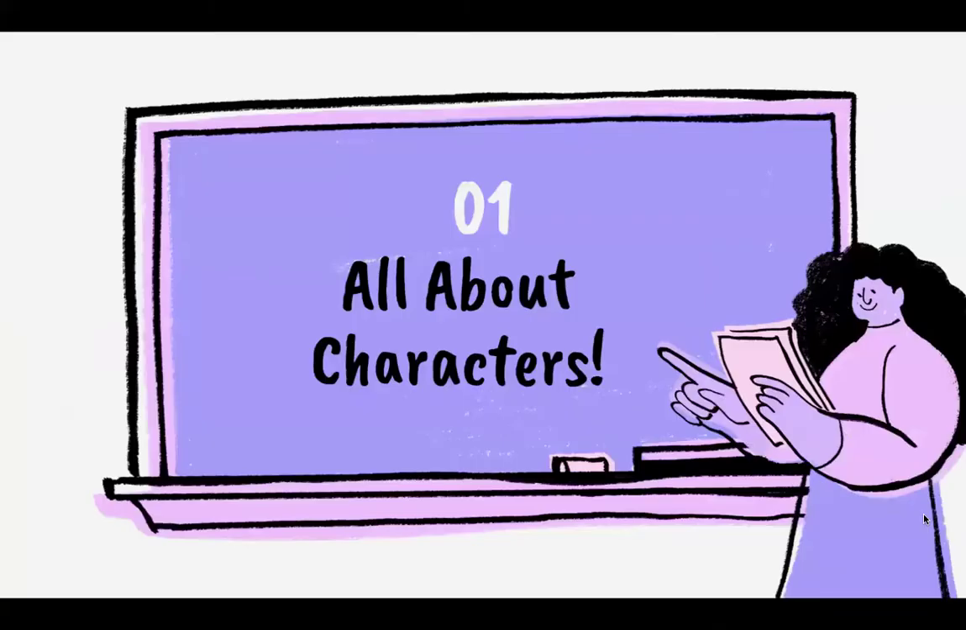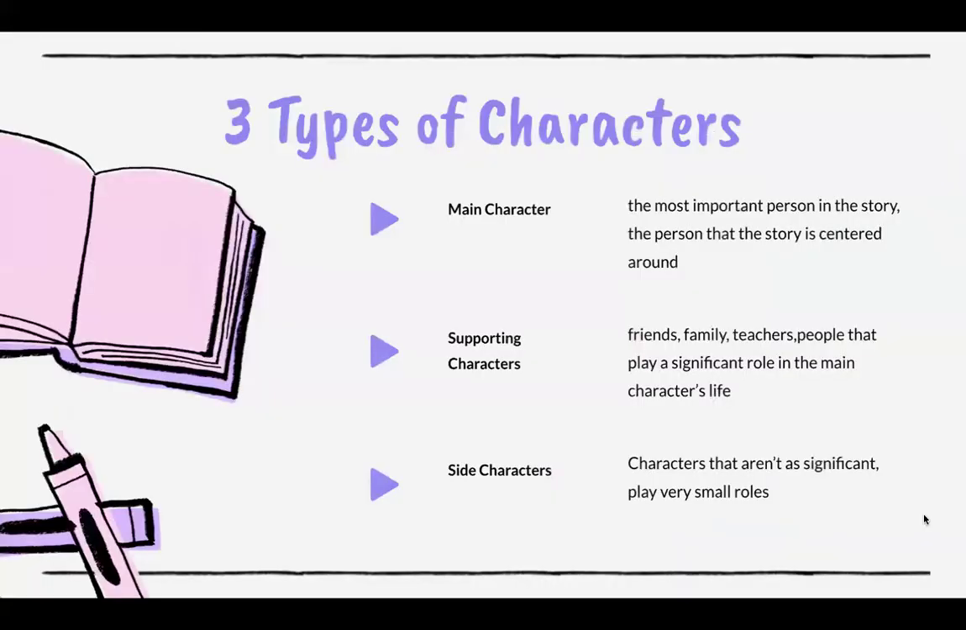So first, let's learn about characters. There are three main types of characters. The first is the main character. They are the most important person or animal in the story, and the story is centered around them. The story is about their life, their problems, their conflicts, their resolutions, their growth. Everything is around them.